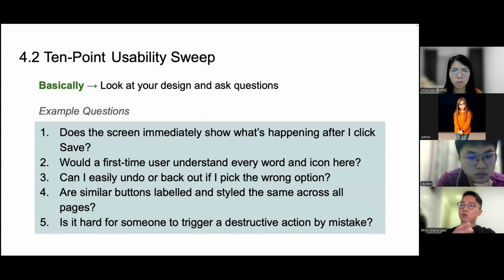The example I have here uses the 10 rules from the previous screen. You can derive a bunch of questions and use them against your wireframe design. Look at your screen, look at your design, look at the boxes, and ask some of these questions one by one and say, do they meet this?